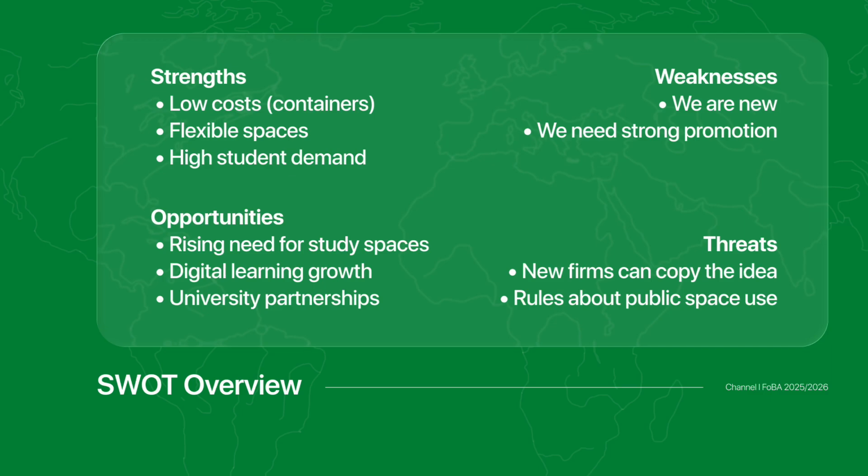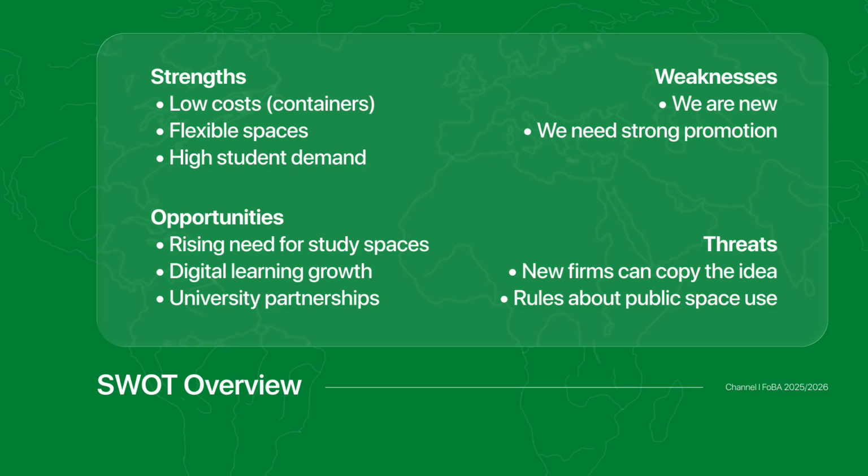Our strengths are the internal things we do well. So for Out of the Box, we have low cost, thanks to our containers. Our spaces are flexible, and students really need places to study and to work. So we already start with a strong value for our users. But we also have weaknesses, which are internal limits. We are a new business, so few people know us yet, and we need strong promotion to build visibility and trust.